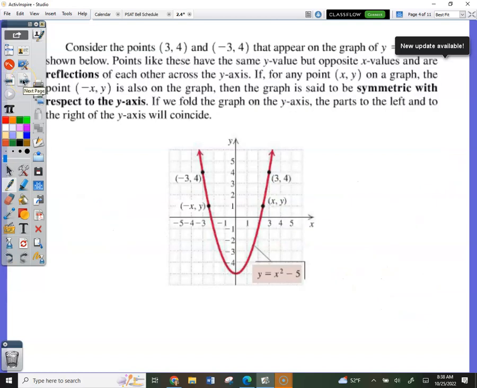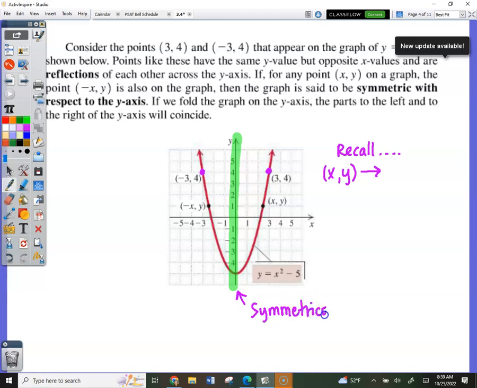Notice this time the quadratic is facing up. Look at these 2 points here, for instance. 3, 4 and negative 3, 4. Recall from geometry, if the pre-image is xy and you're reflecting over the, what are we reflecting over here? The y-axis. This is symmetrical about the y-axis.